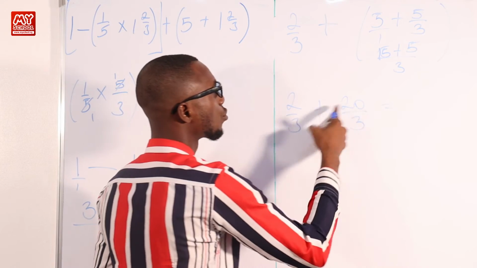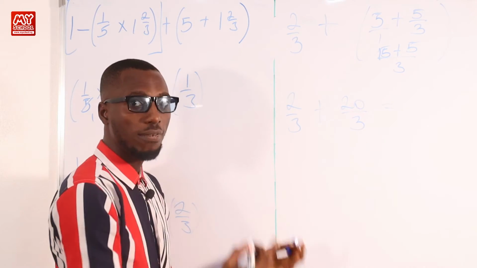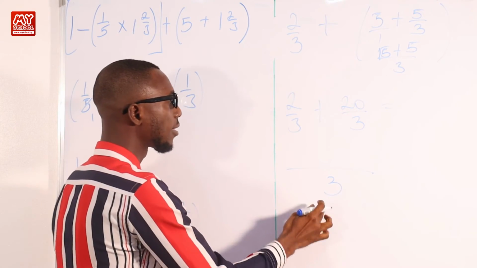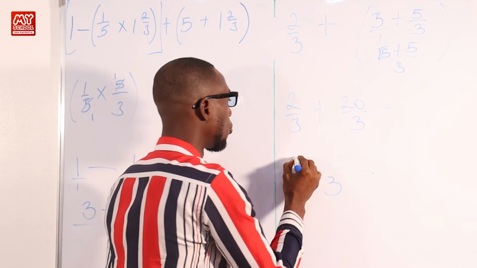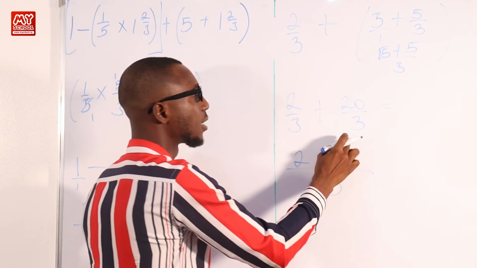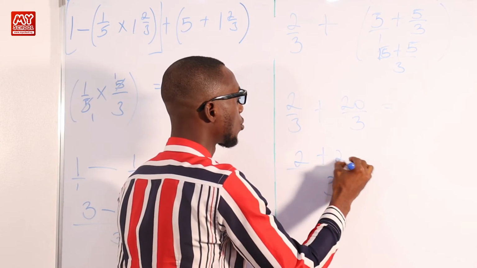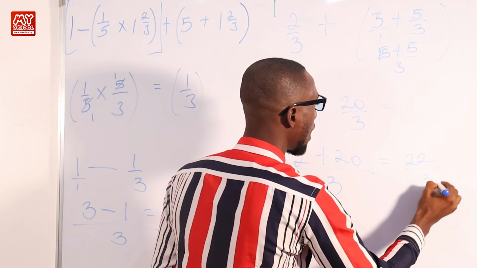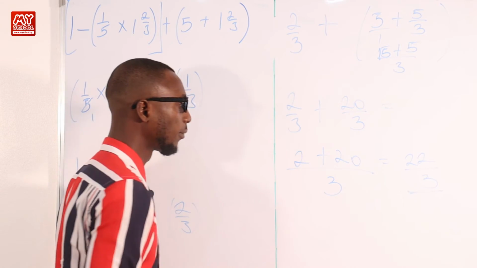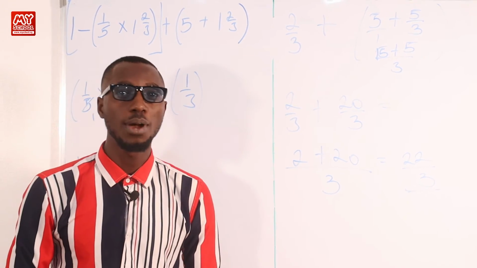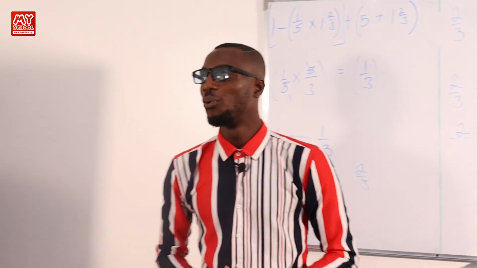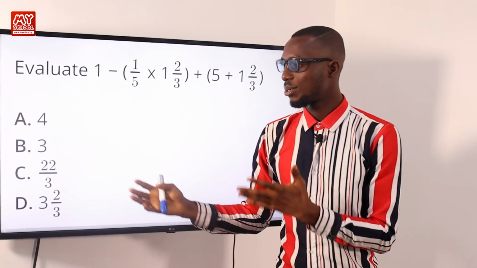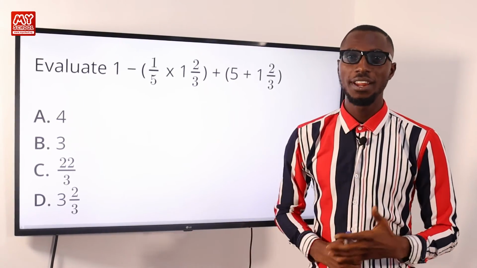So we'd have 2 plus 20, that is 22. But for simplicity's sake, we can still find the LCM, which is 3. 3 in 3, that is 1 times 2, we have 2, plus 3 in 3, that is 1 times 20, that is 20. So 2 plus 20, we have 22/3. So we just have to go back to our options on the screen and see which of them carries 22/3. Okay, so that makes option C correct.